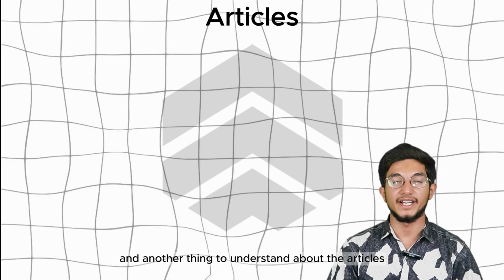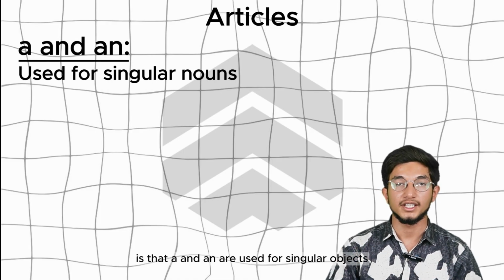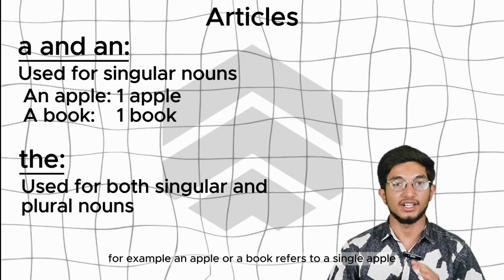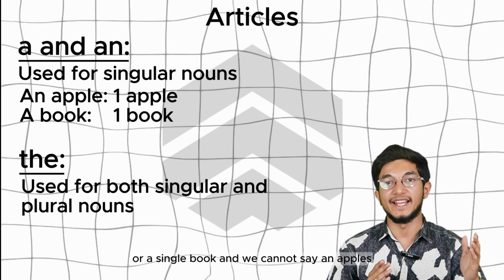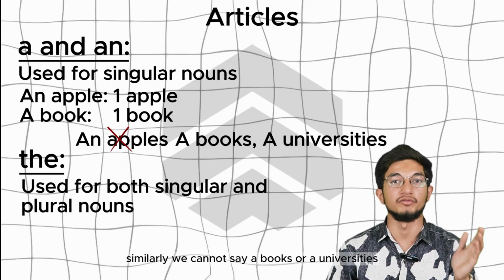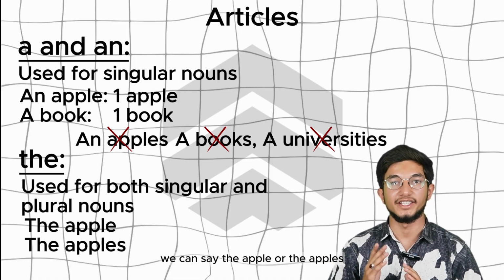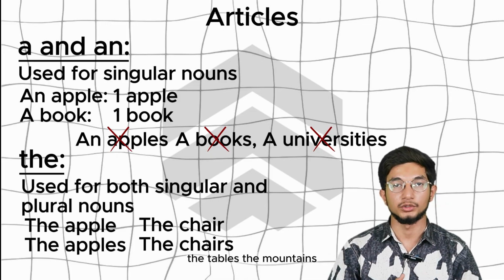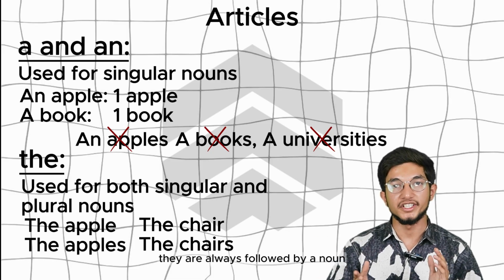And another thing to understand about the articles is that a and an are used for singular objects, whereas the can also be used for plural objects. For example, an apple or a book refers to a single apple or a single book. And we cannot say an apples because an apples is incorrect grammatically. Similarly, we cannot say a books or a universities, that would be incorrect. But with the, we can say the apple or the apples. We can also say the chair or the chairs, the tables, the mountains. So we can add plural nouns after the, and whenever articles occur, they are always followed by a noun.